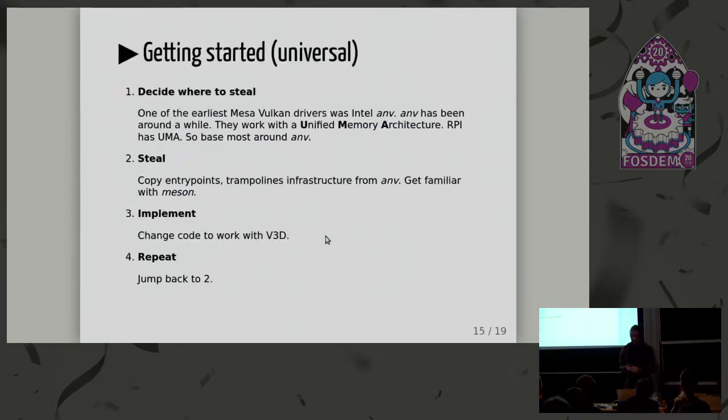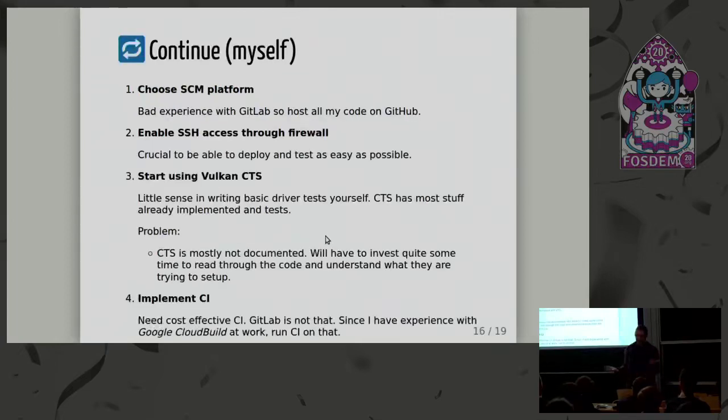How did I start? Basically, I decided where to steal code. I steal code, I implement what I need to change, and I jump back to step two. If you look at the drivers, everybody is stealing from everybody. I think Envy was the first one. It's the first Vulkan driver, and we're slowly copying code and trying to make it a little bit better at each iteration. And that works not that badly, let's put it that way. It's not original, but hey.